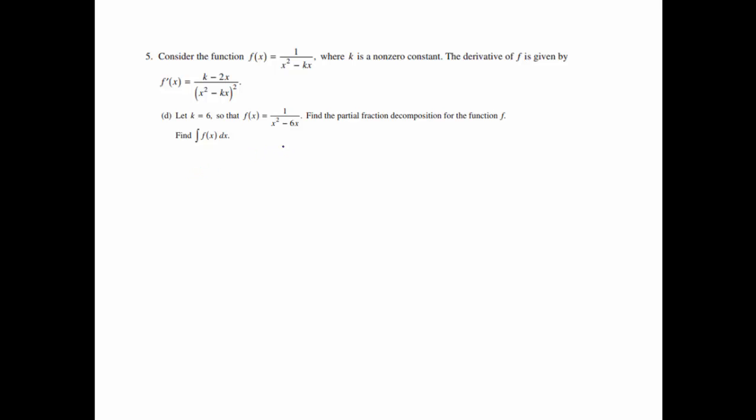All right, then on part D, let k equal 6 this time, so that f of x equals 1 over x squared minus 6x. Find the partial fraction decomposition for the function f. All right, and then it says to find the integral of f of x dx. So they want us to do the partial fraction decomposition for this.